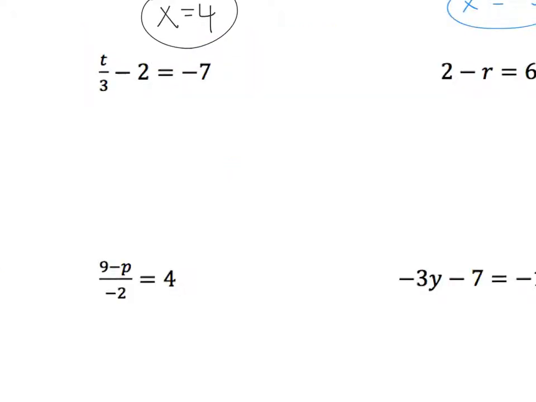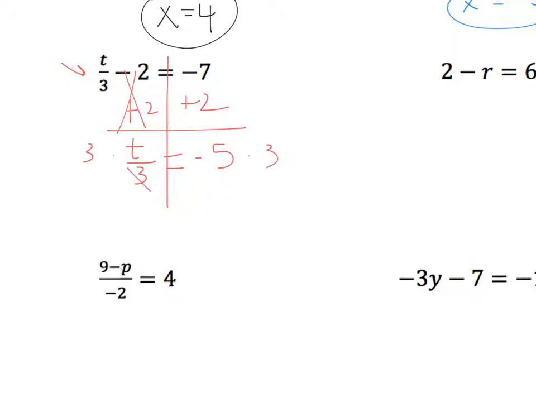t divided by 3, minus 2, equals negative 7. So again, I'm going to look at isolating my variable, but I have to do the adding 2 first, or the opposite of subtracting 2, before I can worry about that division of 3. So if I add 2 to both sides, I'm left with t divided by 3 on the left-hand side, and negative 7 plus 2 is negative 5. And then last step would be to multiply by 3 on both sides. So I'm left with t equals negative 15.